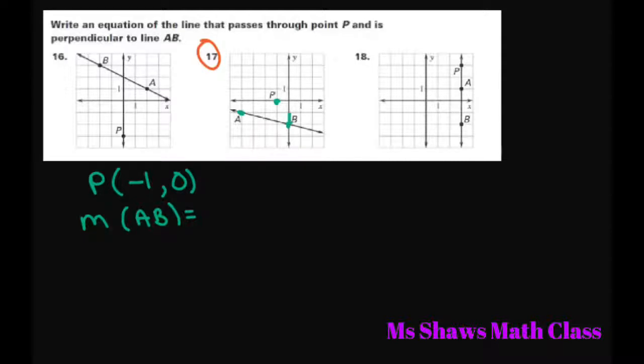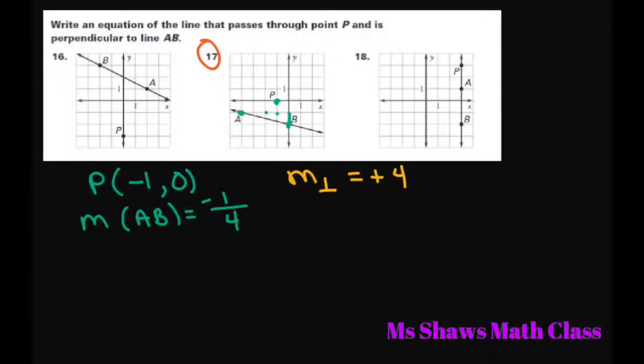So I'm going up 1, and to the left, 1, 2, 3, 4. So to the left is negative. You can call the whole thing -1/4. Therefore, the slope of the perpendicular line, I'll write it like that, is going to be the negative reciprocal. So the negative of negative is positive, and the reciprocal of 1/4 is 4 over 1, or just 4.